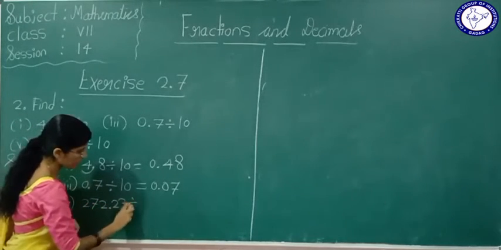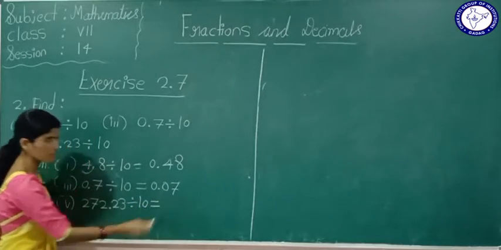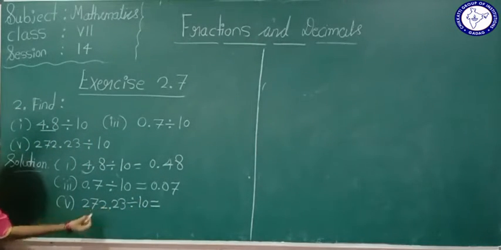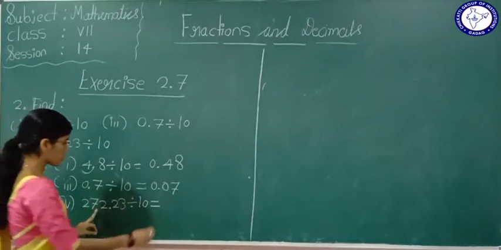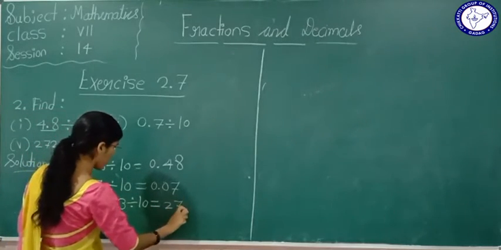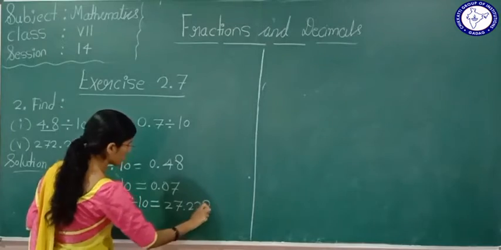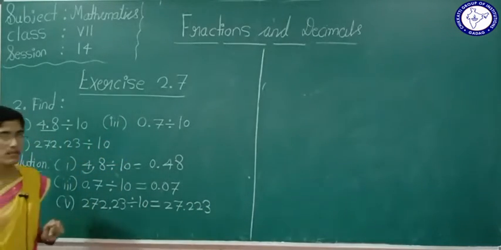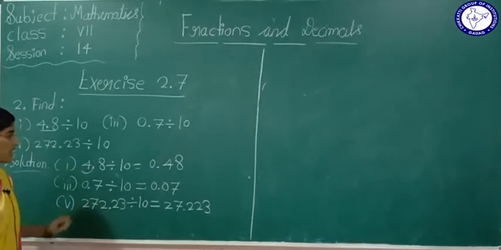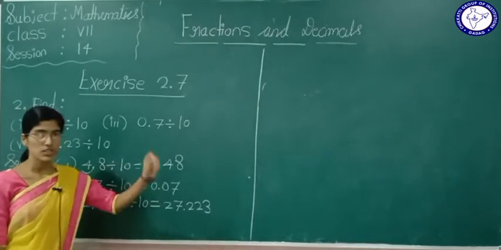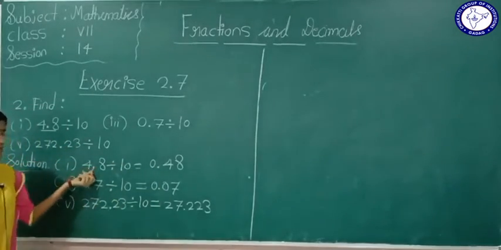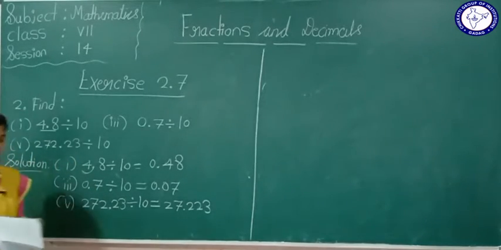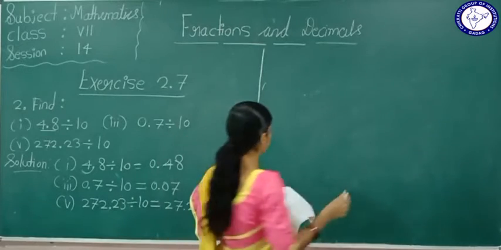Now fifth one, see here. 272.23 divided by 10. Just shift this decimal point to the left by one place. It will be 27.223. Okay, this is about the second one. So what do we have to do? While dividing a decimal number by 10, just shift the decimal point to the left by one place. So now we will go for the third one.